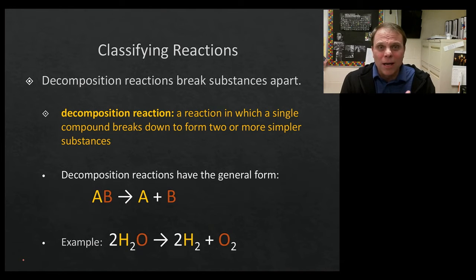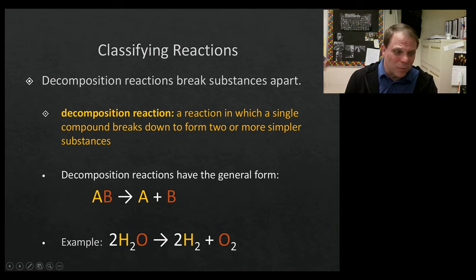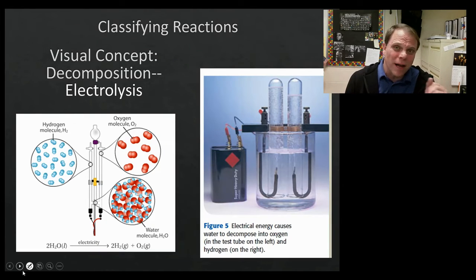It's 2H2O gives you 2H2 plus O2. And so here we've got the opposite of the reaction we just saw where hydrogen was exploding and making water. Now we've got the water coming apart and making hydrogen and oxygen gas. Now this is a really cool reaction as well because this is a reaction that we call an electrolysis reaction.